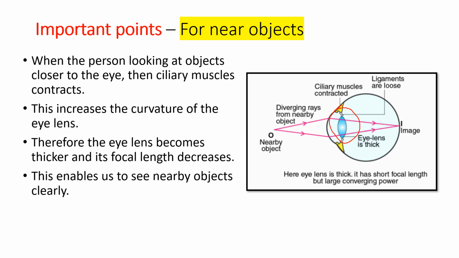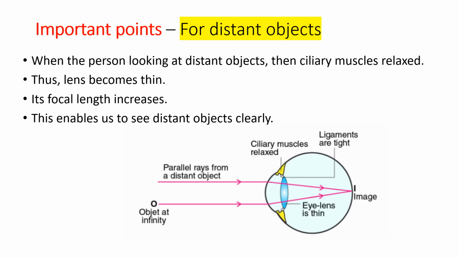Correct? Now next, for distant objects, what happens? When the person is looking at a distant object, then the ciliary muscles relax. And because of this, the lens becomes thin and its focal length increases, and this enables us to see distant objects clearly. This too is very, very important, students.